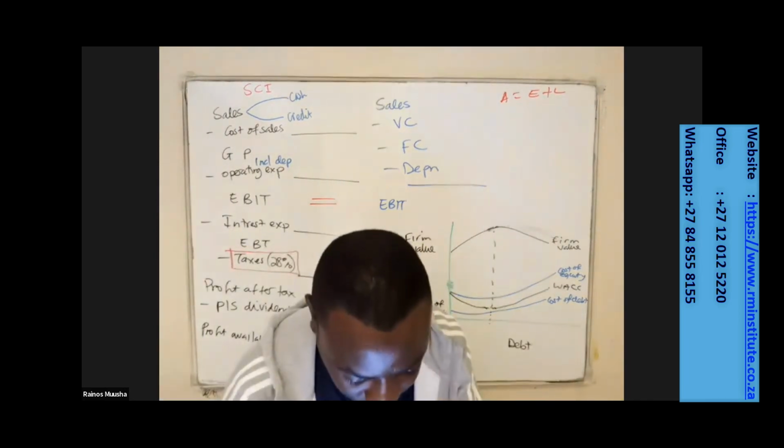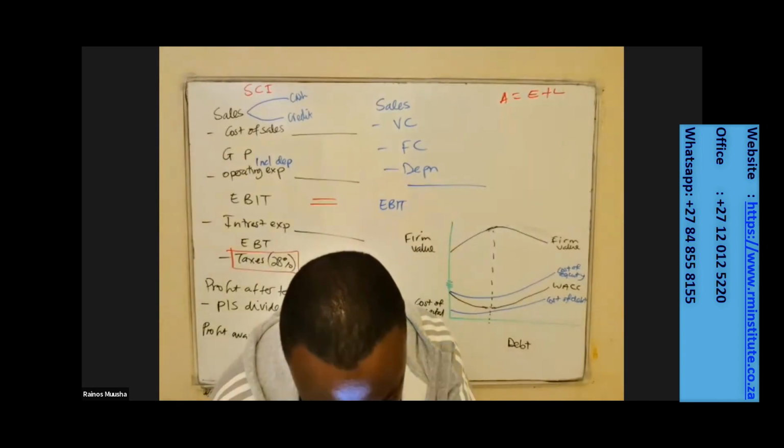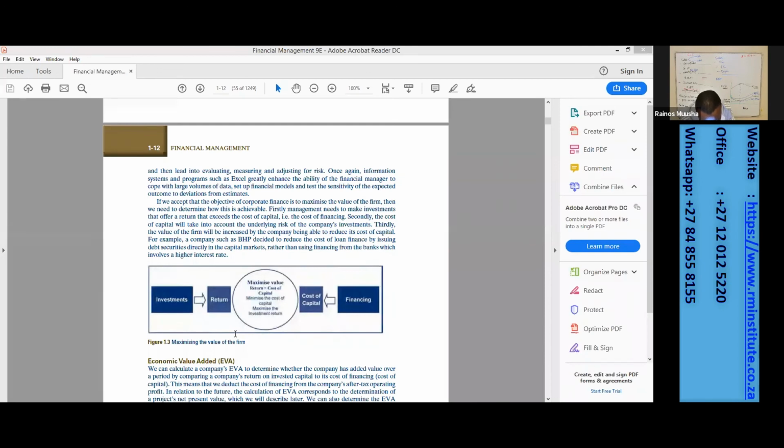All right. So going back to the textbook, this is where they're saying that for us to be able to achieve this, when it comes to our investment decisions, we must be able to maximize the return that we're getting from our investment decisions. And when it comes to our financing decisions, we must make sure that we minimize the cost of capital. So this is basically what the graph is trying to explain on this particular section. Any question regarding this figure 1.3?